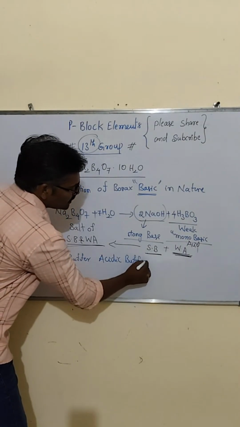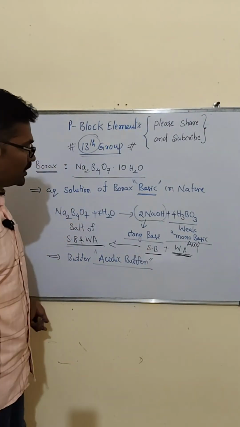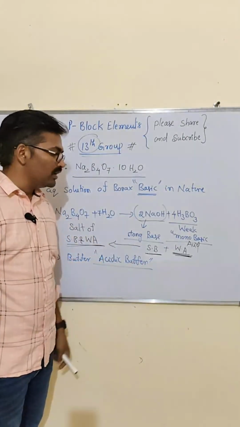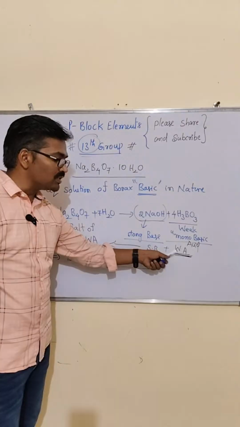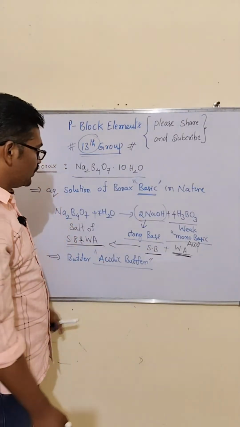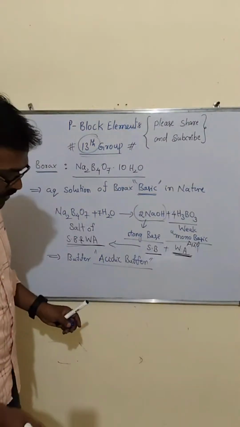What do we call an acidic buffer? The mixture of a weak acid and the salt of a strong base, we call an acidic buffer. Clear, all of you? Understand, my dear students?